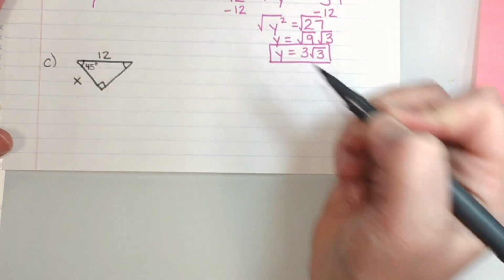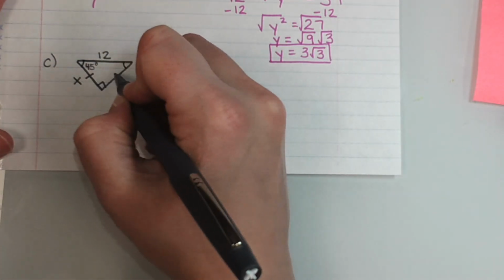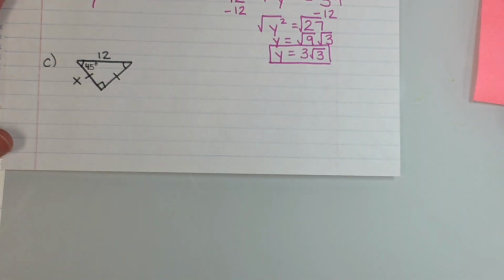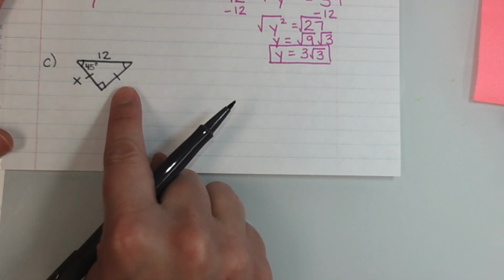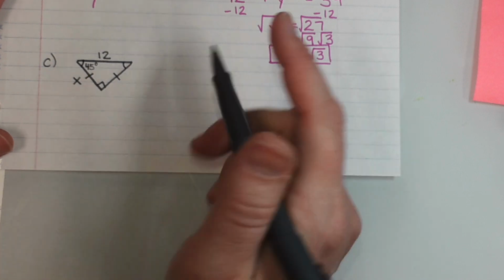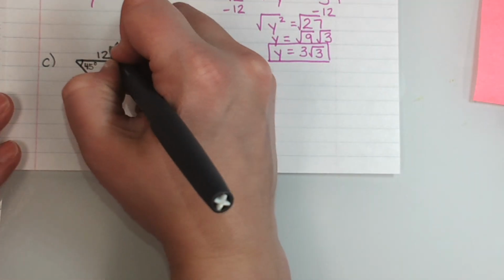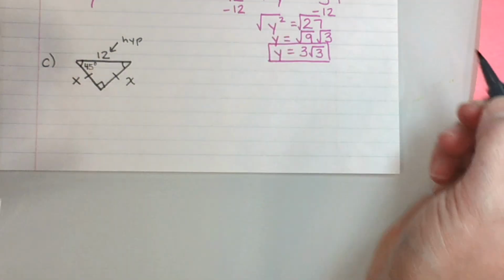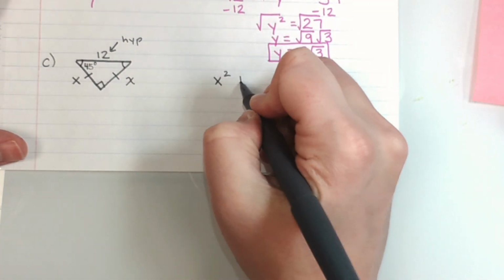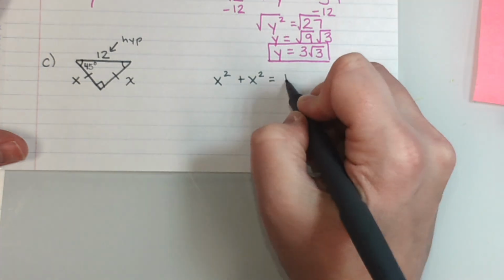If these are congruent, these are congruent. That means this length is x. Luke, what side's my hypotenuse? Which side is the hypotenuse? 12. Which means my Pythagorean theorem is going to be x squared plus x squared is equal to 12 squared.